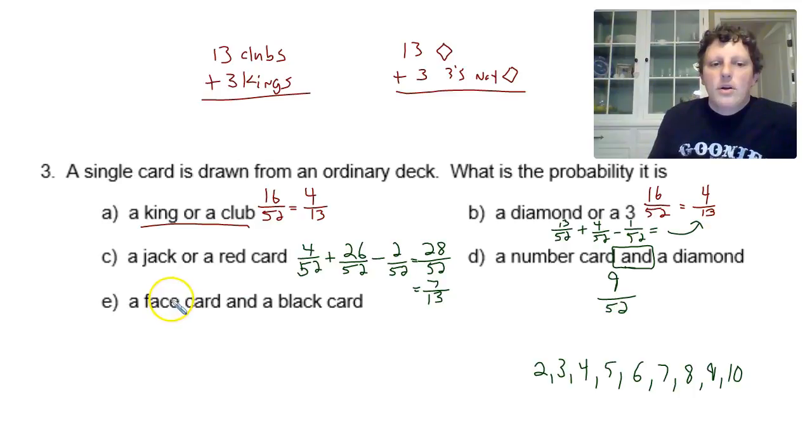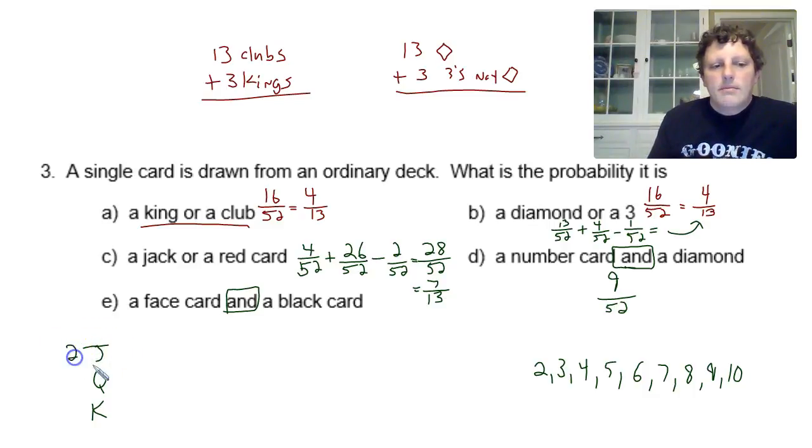Finally, we get a face card and a black card. So remember, "and" means it has to be both a face card and a black card. All right, so face cards would include Jack, Queen, and King, right? So let's do some thinking really quickly. Because half the cards are black, this includes spades and clubs.